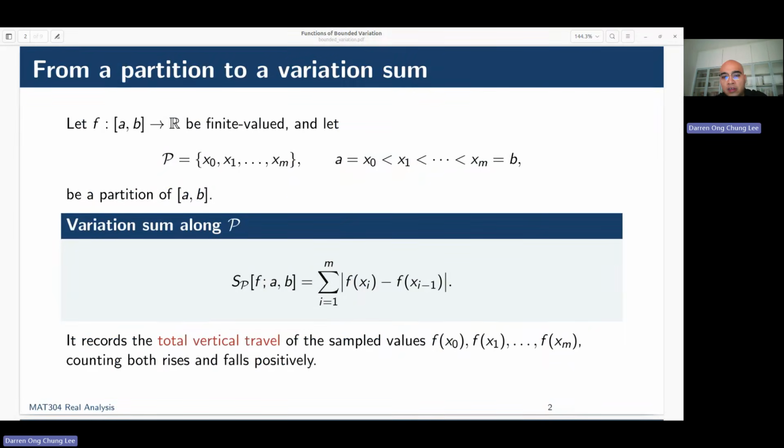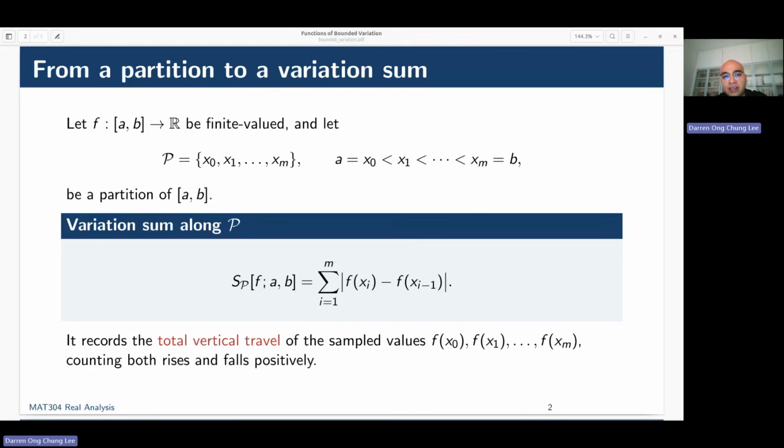A partition of this closed interval [a, b], if you may recall, is just a sequence of points in that interval [a, b] written in increasing order. So we write down a as our x0, and b as our xm, and then the other x's, x1, x2, x3, are all written in increasing order. As always, you can think of a partition as a way to divide the closed interval [a, b] into several smaller subintervals.